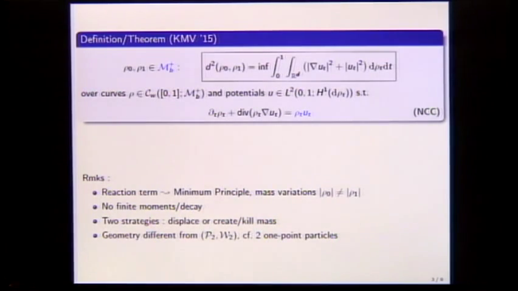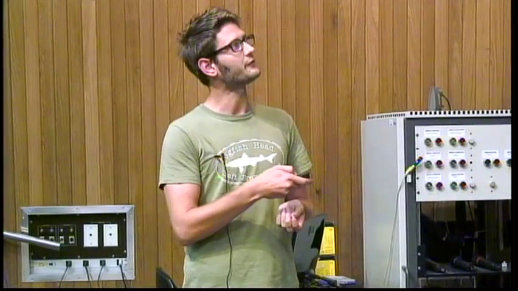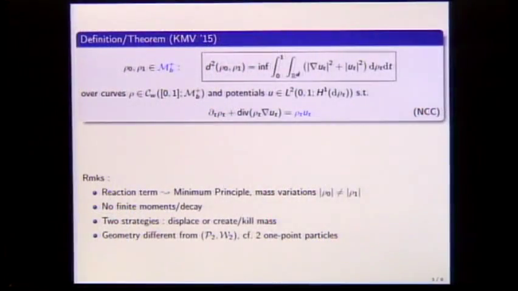Maybe a few comments or remarks are in order at this stage. The first one is that due to the presence of rho multiplying everything on the reaction term, at least formally it's clear that there is a minimum principle, meaning that if you start from rho 0 non-negative and you let time evolve, for every t, rho t should stay non-negative. The second one is, of course, because I'm adding a reaction term, mass varies along the evolution. And this is precisely what allows me to compute the distance between two measures with possibly different masses.